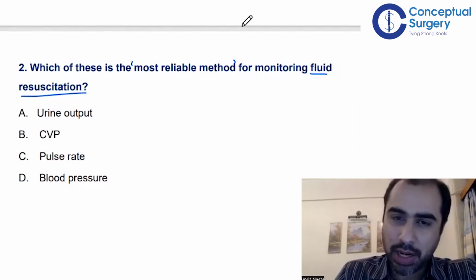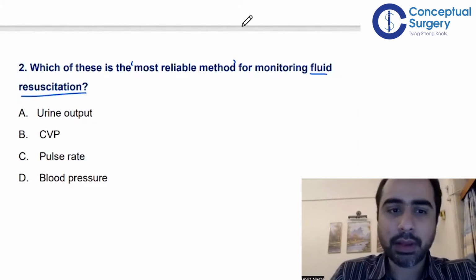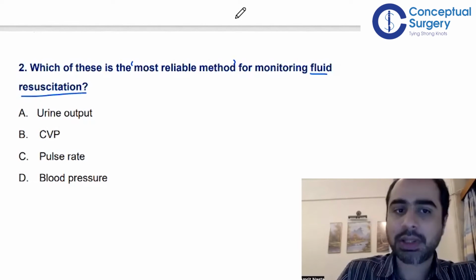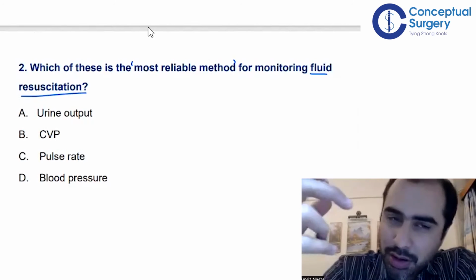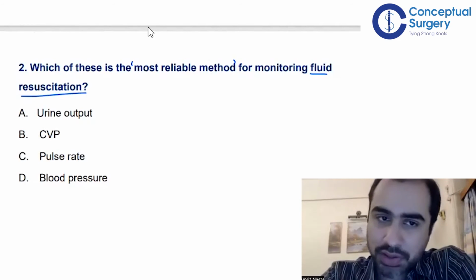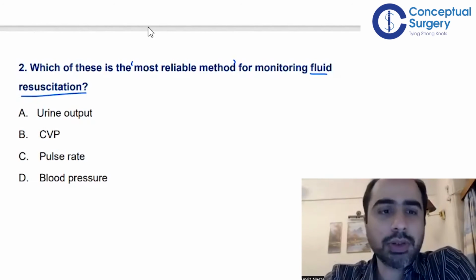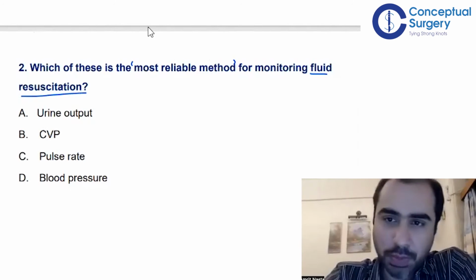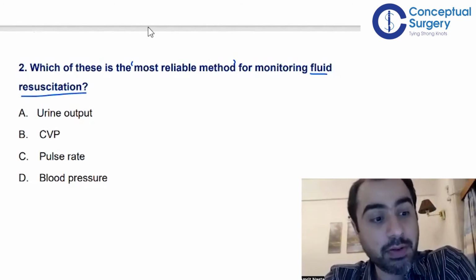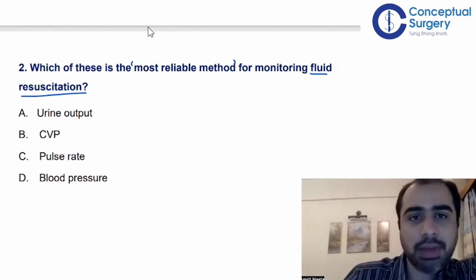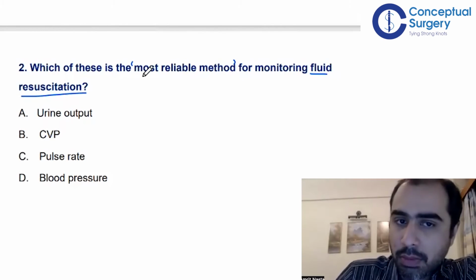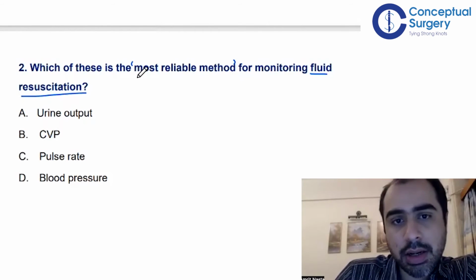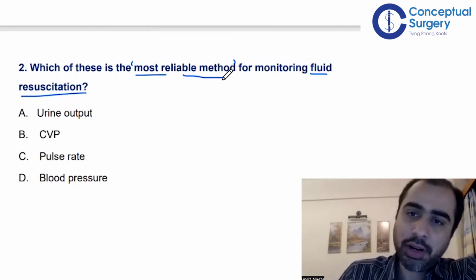Fluids, electrolytes, nutrition. Those are the core general surgery topics that we are discussing, which conventionally we don't pay any importance to. We are focused so much on GI surgery, uro, trauma, that we don't focus on these topics. And that's where we lose our ranks. That's where we perform poorly even in our MS and DNB exams, let alone clinical practice. Most reliable method for monitoring fluid resuscitation.